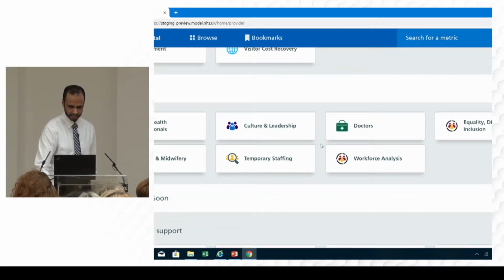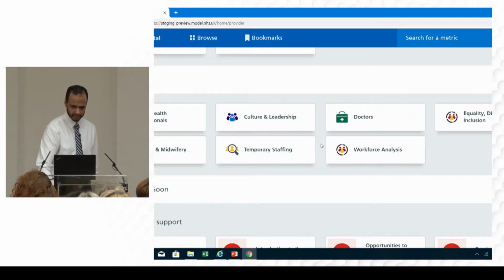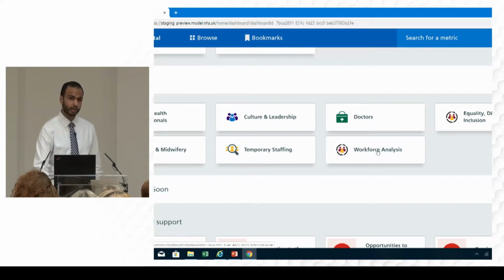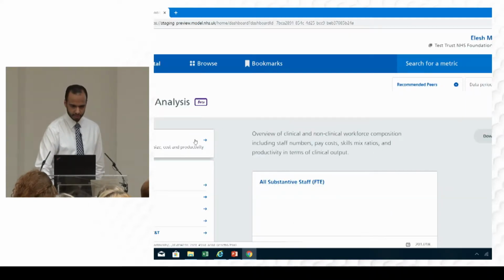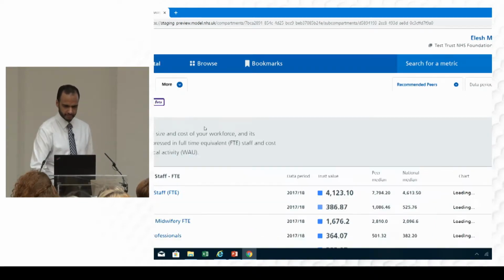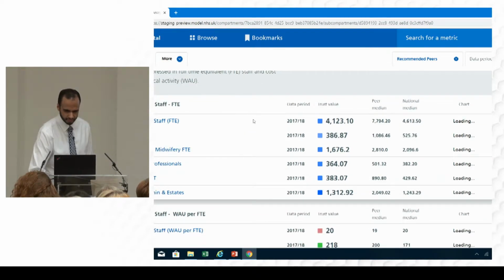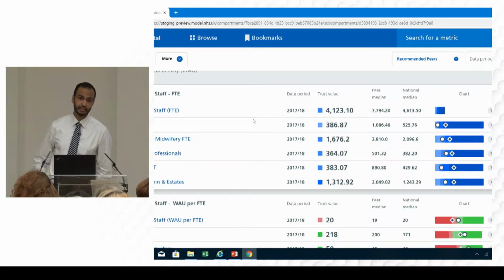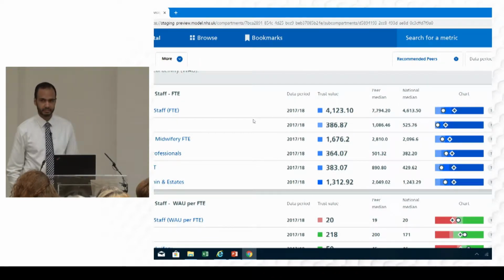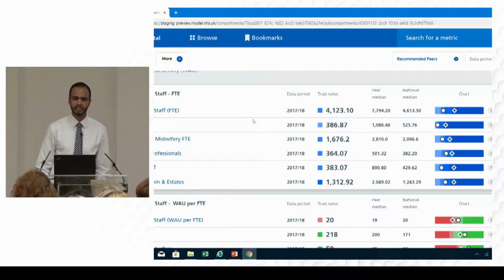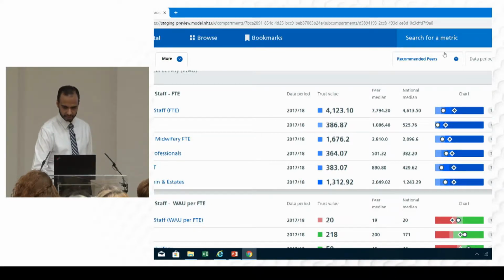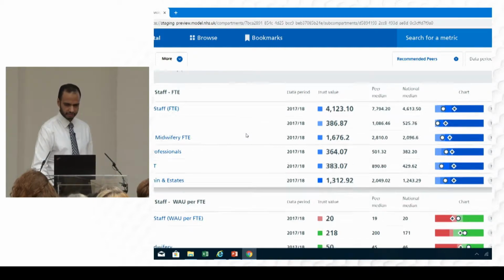But of course, we're here to primarily talk about people. And what I suggest to a lot of people is, well, if your focus is workforce, then start with the workforce analysis compartment, because this gives you a really nice overview of, just making sure that the data that we are using, which is primarily driven by ESR, particularly for the substantive data, because that is what it records, will, do those FTE numbers look right for the size of the trust that you are? Does it look right compared to your recommended peers? And does it look right for the other staff groups?